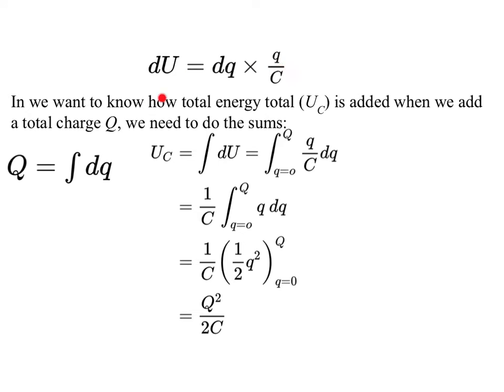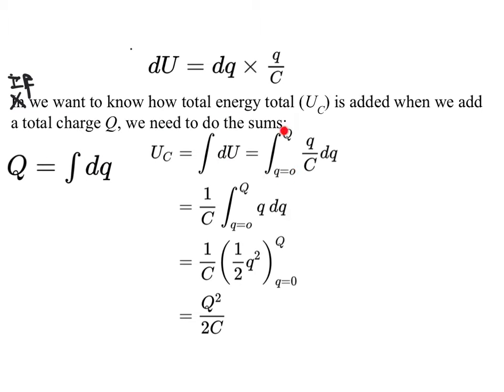If we want to know the total energy that's added when we add a total charge Q, we would do all the sums. So we do a little bit of calculus. As an aside, the total charge, of course, is just the sum of all the little charges. That's our definition of things. And the total energy is going to be the sum of all the little energies it takes to build all the little charges across the capacitor.